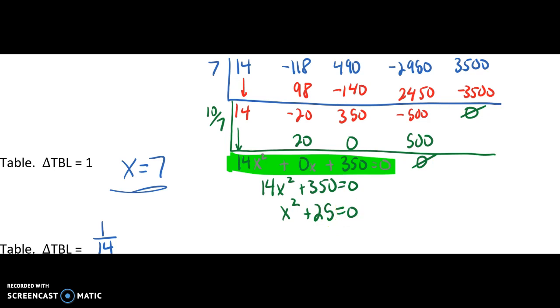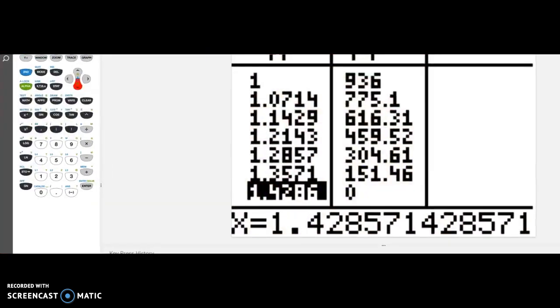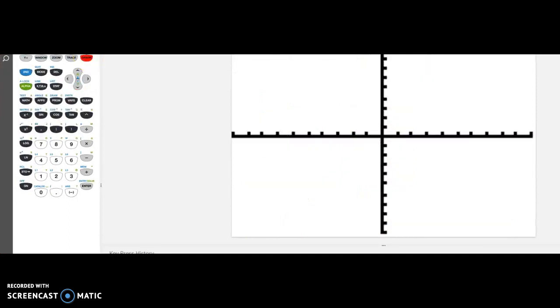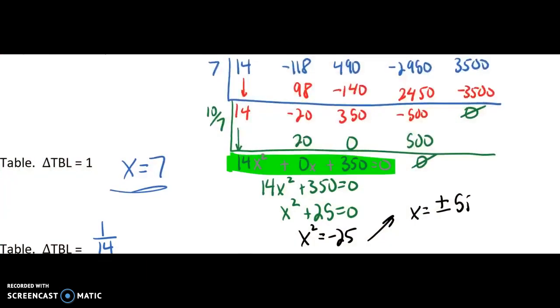And x squared plus 25 equals 0. I can subtract 25 from both sides, take the square root of both sides, plus or minus 5i, which is kind of what I would expect based off of the graph that I saw earlier. I saw 2 real solutions on the graph, and I knew there were going to be a total of 4, which means my other 2 solutions that aren't showing up on here would be complex numbers, those imaginary numbers.